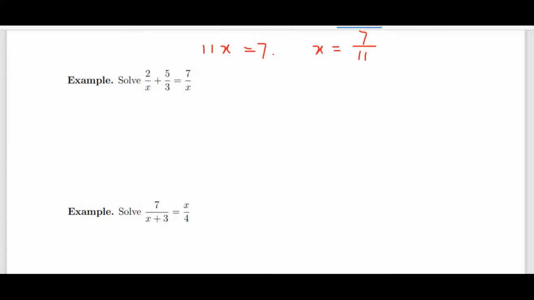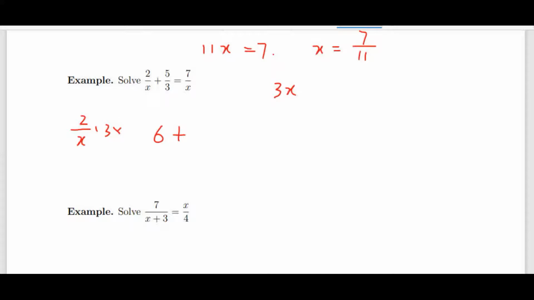For our second example, in the denominator we have x, we have 3, we have x. So we just multiply by 3x to get rid of all those denominators. The first one, 2 over x multiplied by 3x, so cancel x, just equals 6, right?